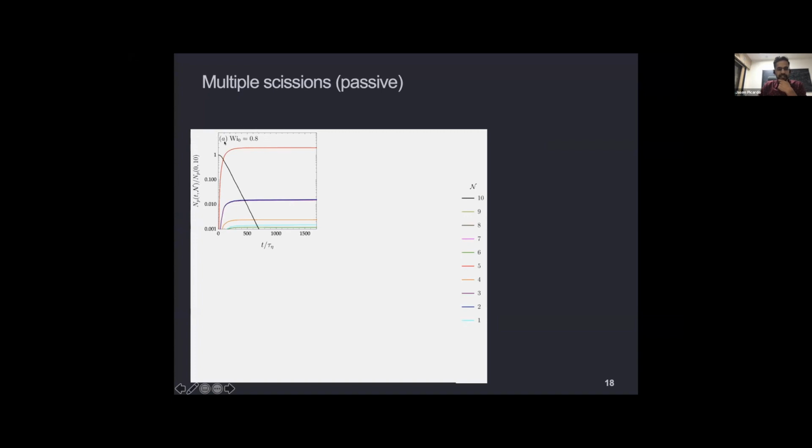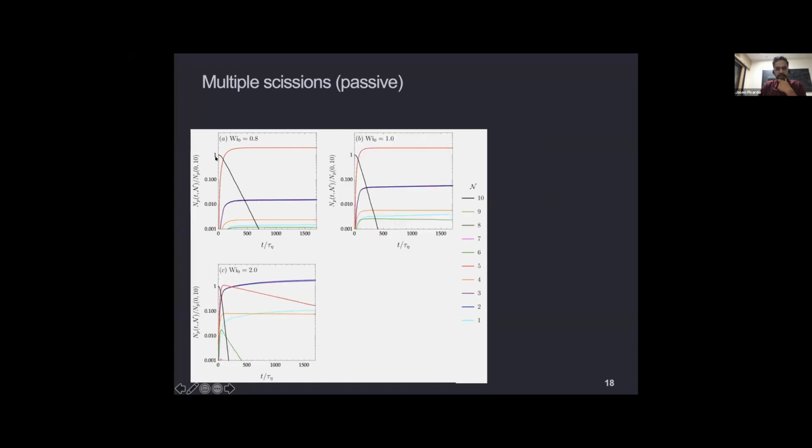So the first case, I'm starting with a 10-bead chain, which has an original Weissenberg of 0.8, quite small. So what happens here is only the parents, which are shown by the dark black line, decay. It forms a range of daughter molecules, but none of them decay. Then if I increase Weissenberg progressively, you start seeing that around 2, the 5 beads that are formed, which is this red curve, they also decay.